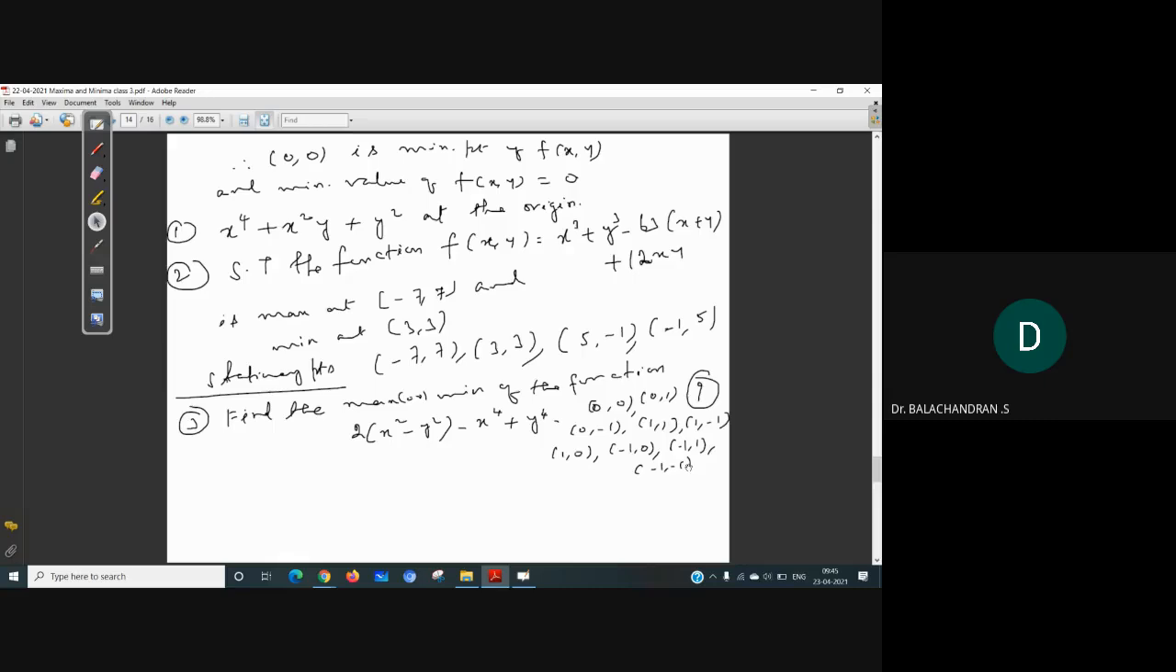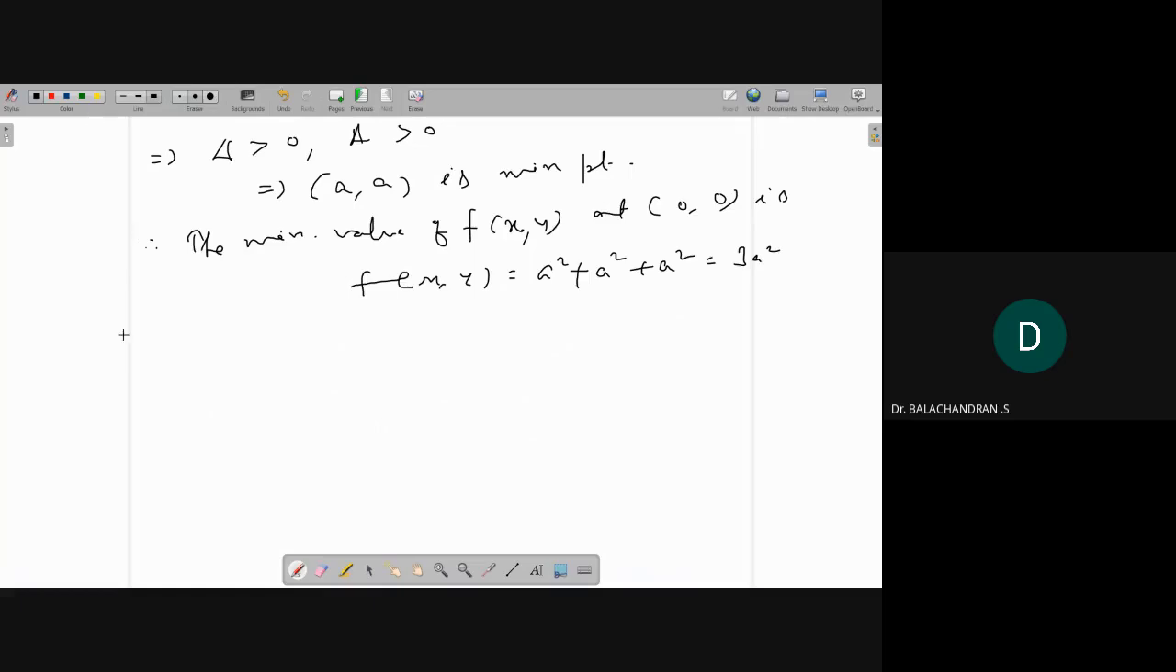So some points may give minimum value, some will give maximum value, some are saddle points. For some other points, the case is doubtful and further investigation is needed. So we should discuss these things. Now I'm going to give one more column here. Let us try. Otherwise, we will discuss in the next class. A rectangular box. Okay, it is better I do this column in the next class.